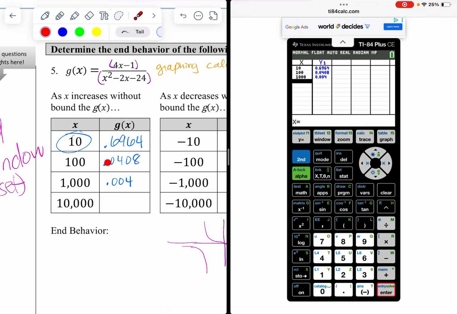So 0.69, 0.04, 0.004. It's getting smaller and smaller. And if I plug in the last one, 10,000, we get super, super small, right? E to the negative 4 is like saying 4 times 10 to the negative 4 power. That's like saying 0.0004. So it's getting smaller and smaller, and this is approaching almost 0.